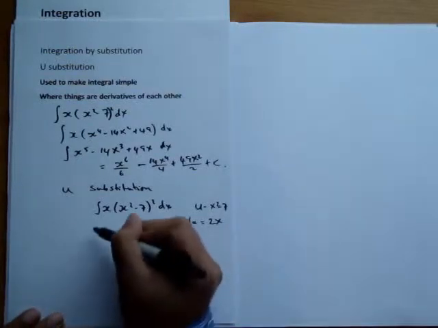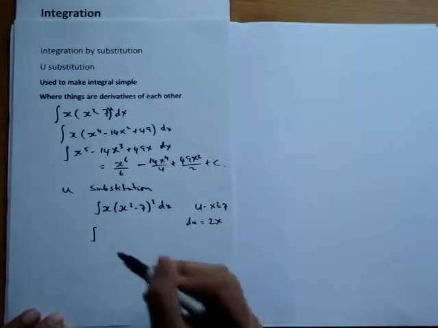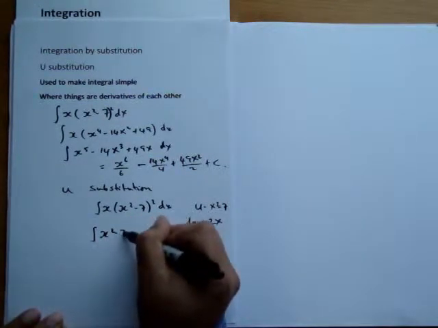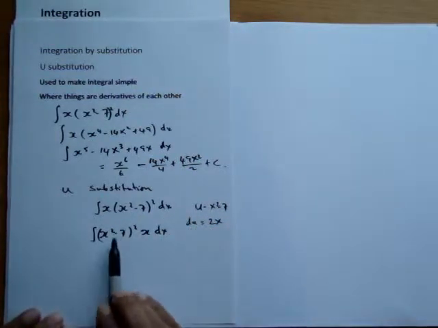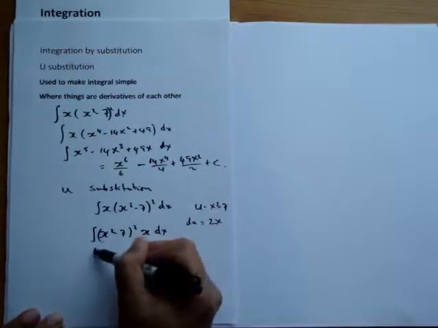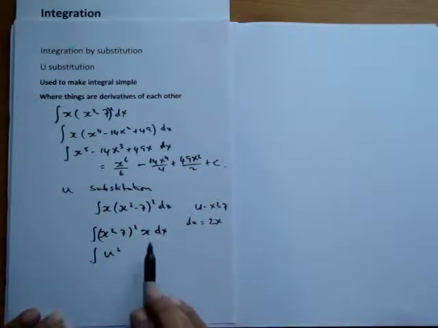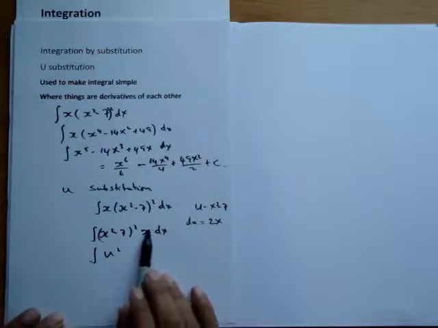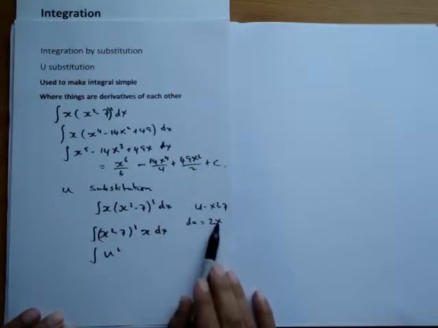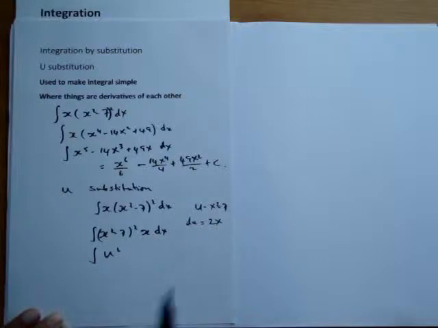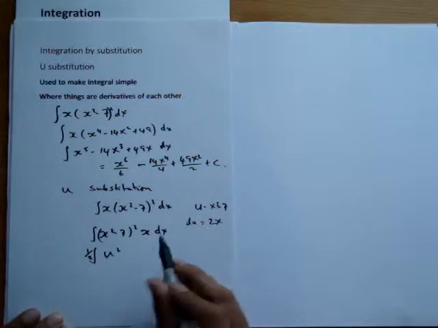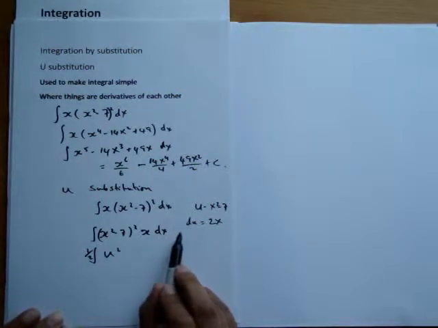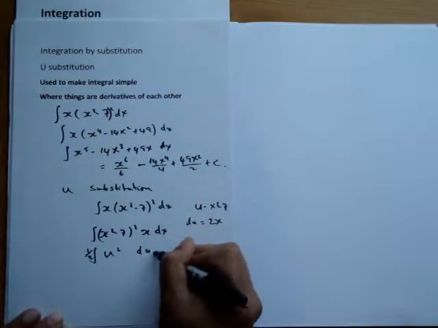So this now becomes, if we rearrange it, we get (x squared minus 7) squared x dx. So we can replace this with u squared. This x dx, we need to replace all the x's, and here we can see the du equals 2x, and here it's x dx, so we need to divide by half. So we put a half on the outside of the integral, and then this becomes x dx is du.